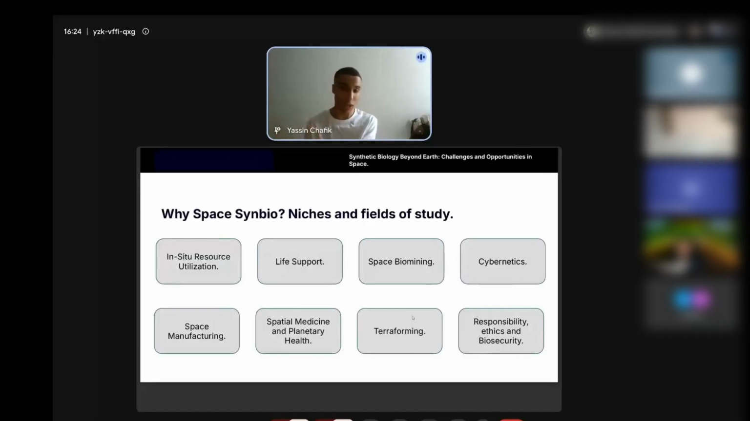And afterwards goes cybernetics, space manufacture, which is basically creating from fungi and such, with their secondary metabolites, things that we can use as biomaterials and such. Space medicine, which, as I said before, is the creation of medicine and all of that. And afterwards, very important to know, responsibility, ethics, and biosecurity.